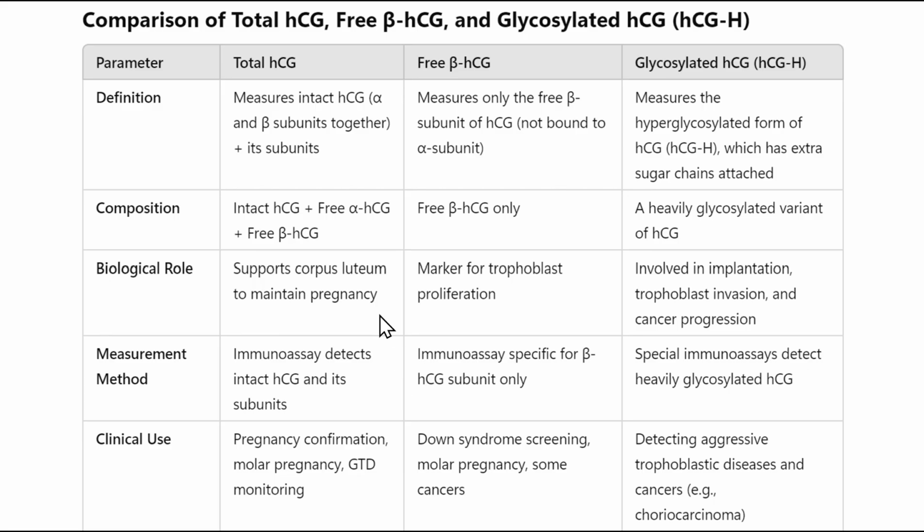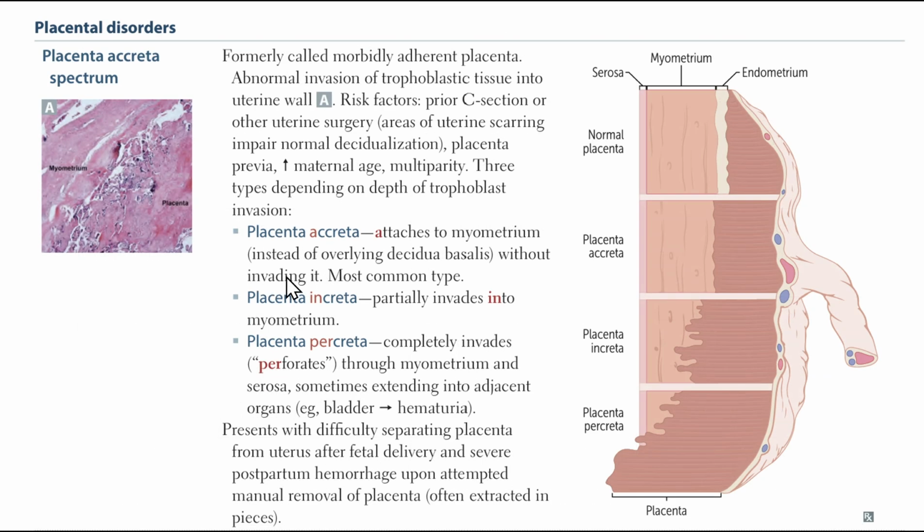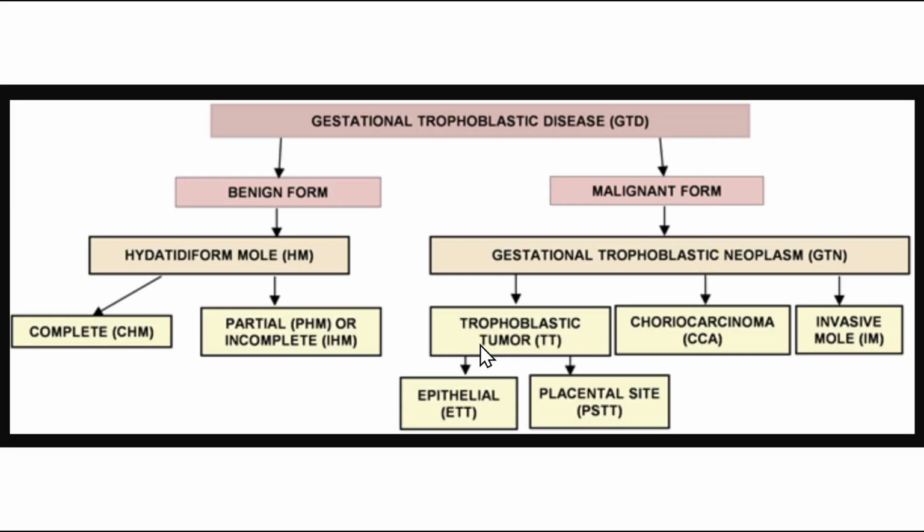Now, there are three types: total, free and glycosylated HCG. Glycosylated HCG is a very aggressive HCG, and it is used to detect aggressive trophoblastic neoplasia. Now, we know normal placenta, creta, increta, and percreta. Percreta goes through, and so basically GTNs are benign and malignant. The benign are complete and partial mole, and the malignant forms are placental site trophoblastic tumor, choriocarcinoma and invasive mole.